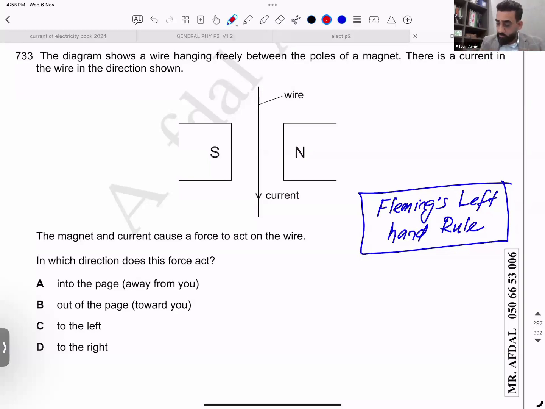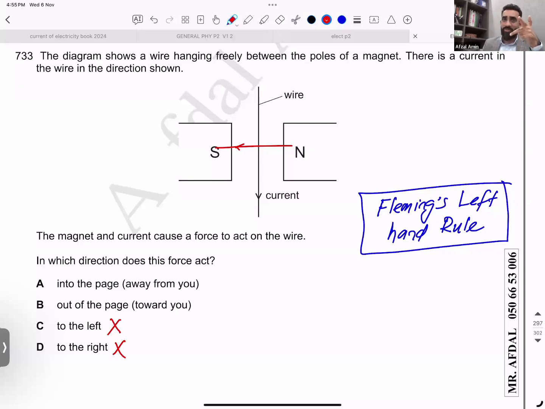Look, the magnetic field is north to south. The current is down. So the force can be either out of the page or into the page. So not to the left, not to the right. Two options are left.